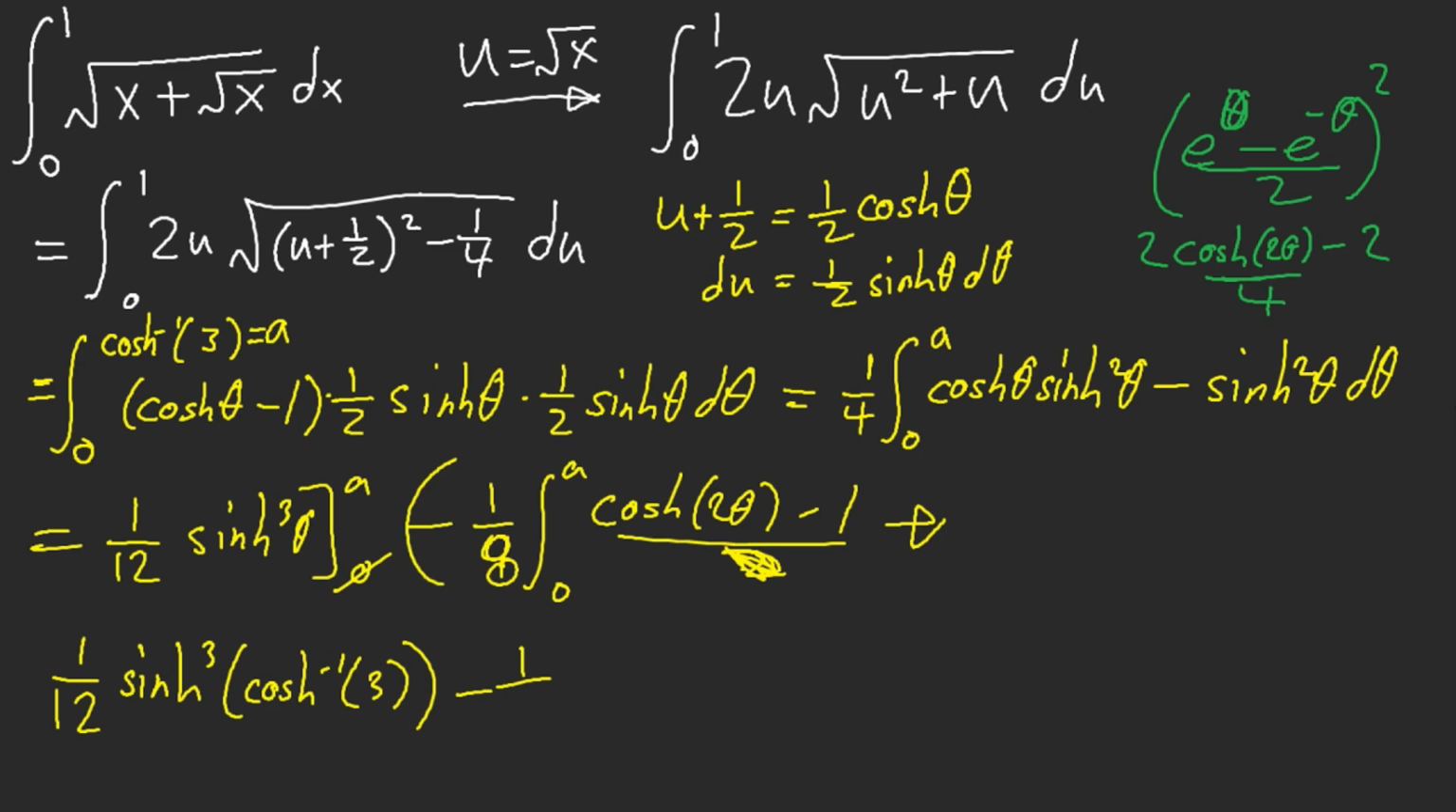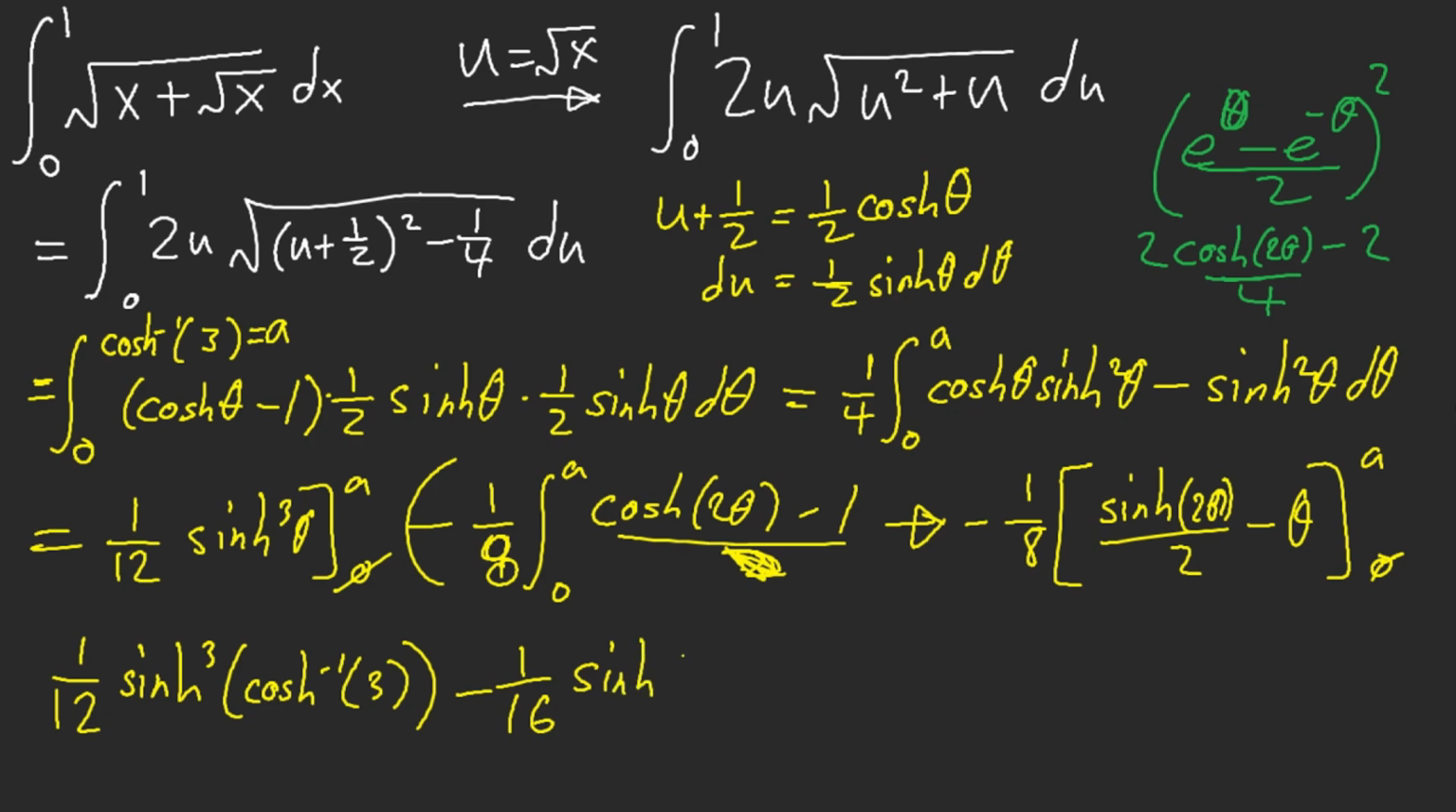This portion here is going to become negative 1/8 of sinh 2 theta over 2 minus theta, from 0 to a. Plugging in 0 is just going to be 0. Plugging in a is all we have to worry about. So 1 over 16 of sinh of 2 inverse cosh 3, and then plus 1/8 of a, which is inverse cosh 3.